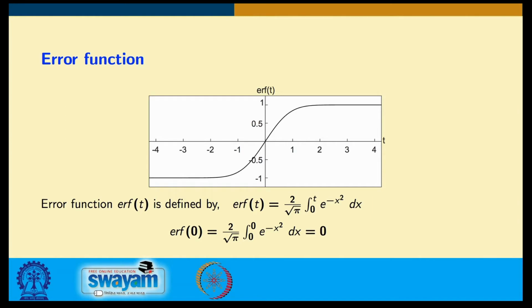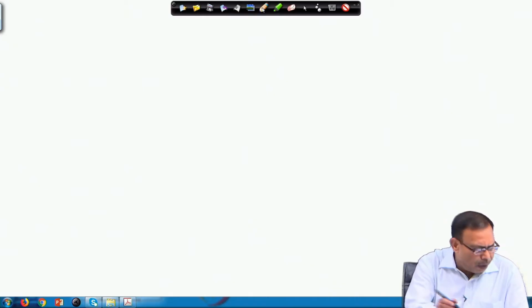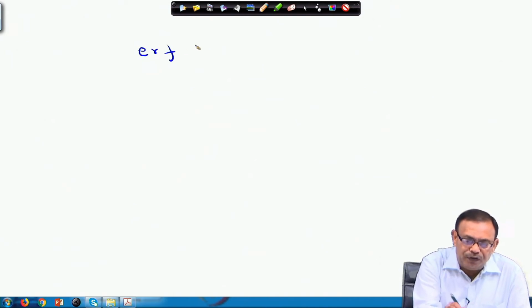ERF of t is defined by ERF of t equals 2 by root pi, integral 0 to t, e power minus x square dx. Please see from here, ERF of t equals 2 by root over pi, integral 0 to t, e power minus x square dx, and the graph of this function also we have written over here. Now, ERF of 0, obviously at t equals 0, the value will be equal to 0. Next, you see the ERF of infinity.